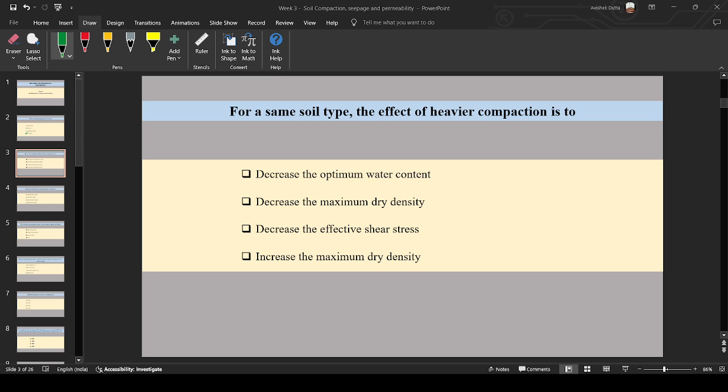You can say the answer, or you can type in the chat box if you have any answer. Which option or options are correct?